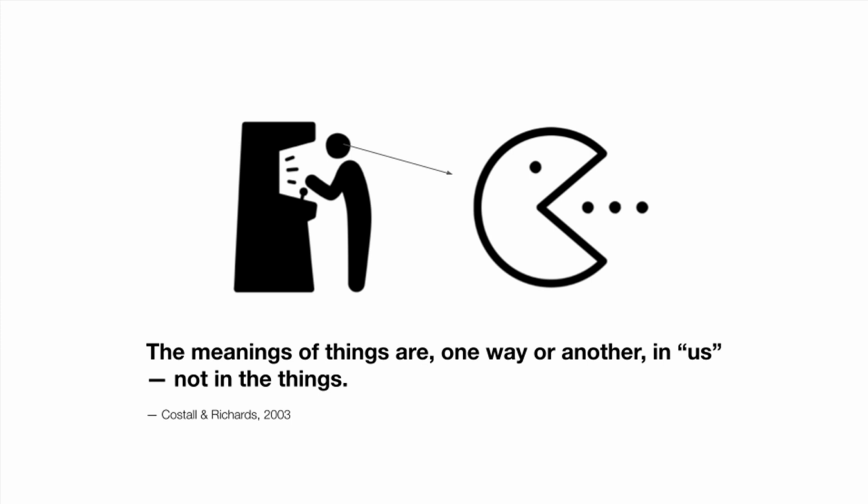Something happens on the screen. We respond to the action on the screen as if we were Pac-Man trapped in a maze with ghosts. But the meaning we make is something that happens in our heads through the suggestion of these screens and images. That is to say, the meanings of things are, one way or another, in us, not in the things.